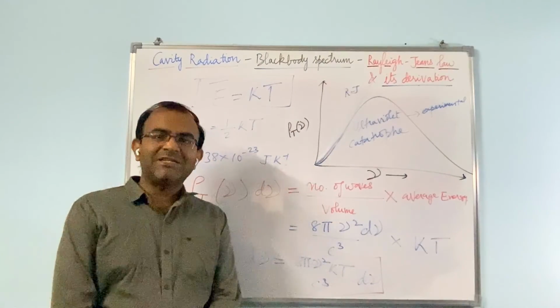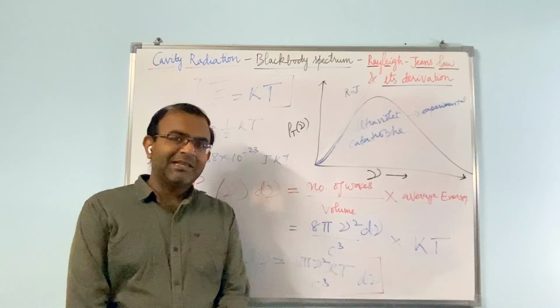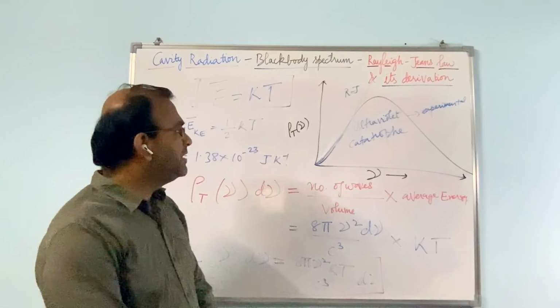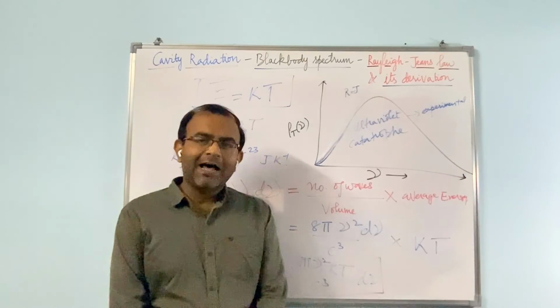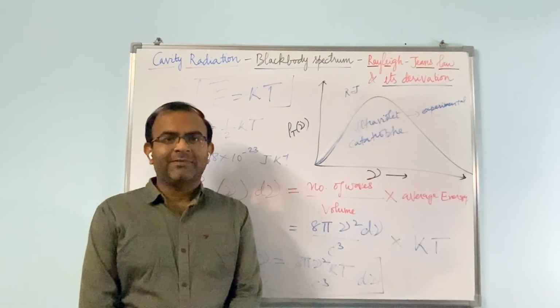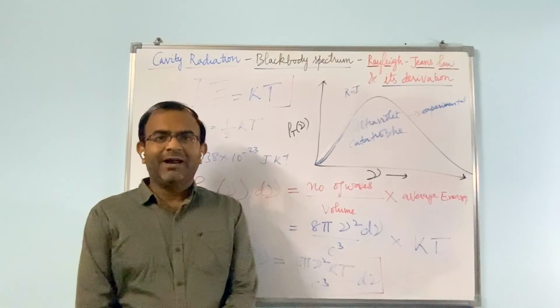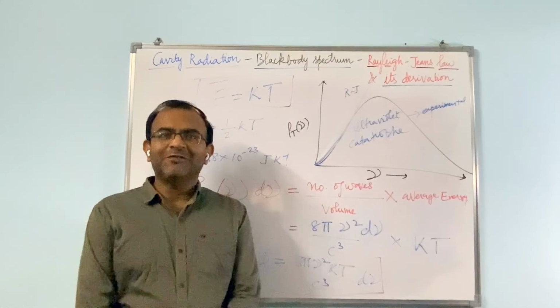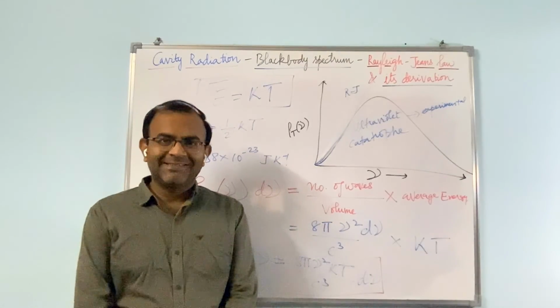So this was a major problem with the classical theory, which the Rayleigh-Jeans law is, of course, and therefore that led Max Planck to work on this problem, and that led to the birth of quantum mechanics.